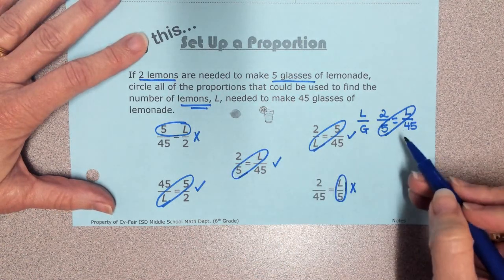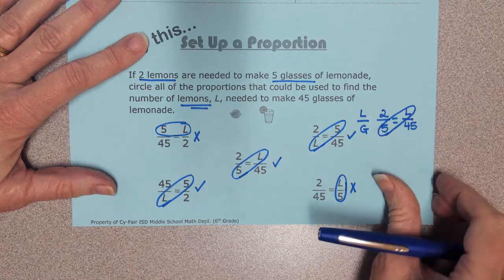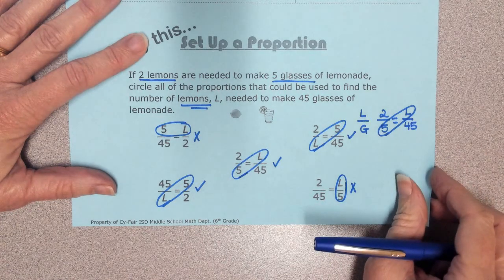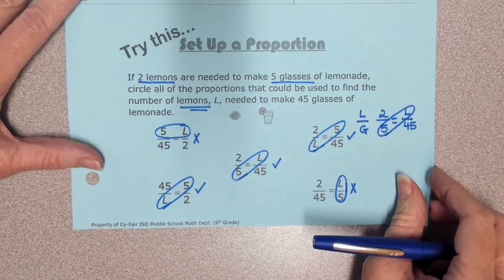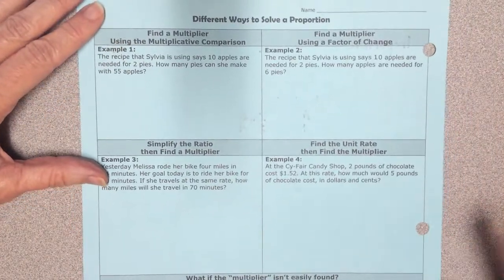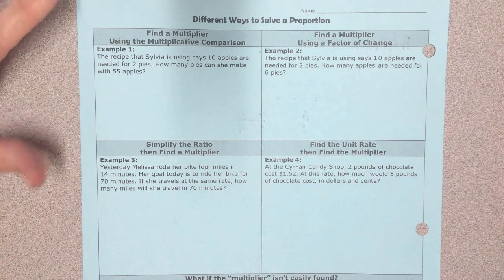So that is the strategy we will use to find all the proportions that could be used to solve this problem. So let's turn over on the back. Now, how do we use a proportion to help us solve?